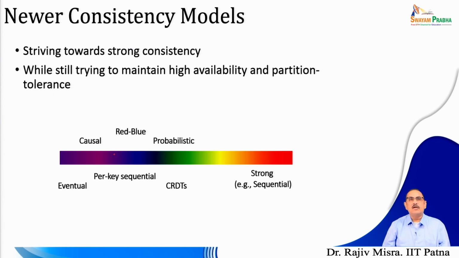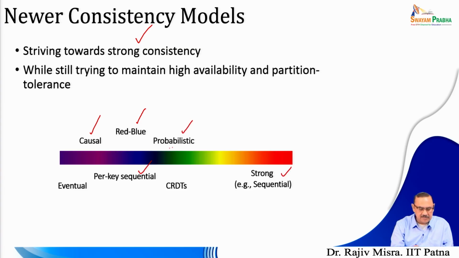Let us see the newer consistency models, striving towards strong consistency while still trying to maintain high availability and partition tolerance. Newer consistency models seen here are between eventual and strong: causal consistency, red-blue, probabilistic, per-key sequential, CRDTs. They are all different types of consistency levels striving towards strong consistency while still maintaining high availability and partition tolerance.